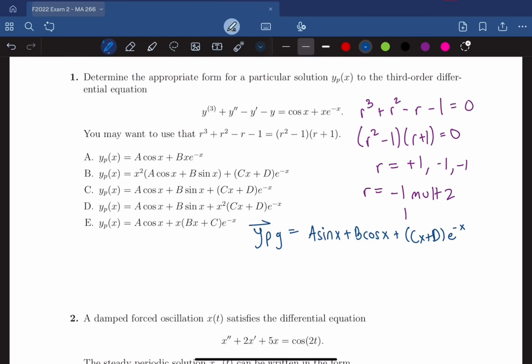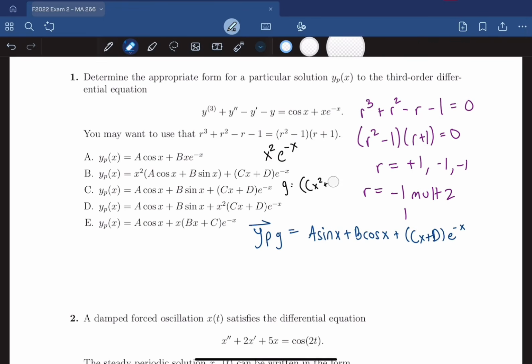And the reason we guess cx plus d is because the forcing term, the leading term right here, x, is of degree 1. So what we multiply in the guess needs to be a degree 1 polynomial. For example, if it was x squared e to the negative x, then your guess would be something like cx squared plus dx plus e, times e to the negative x.